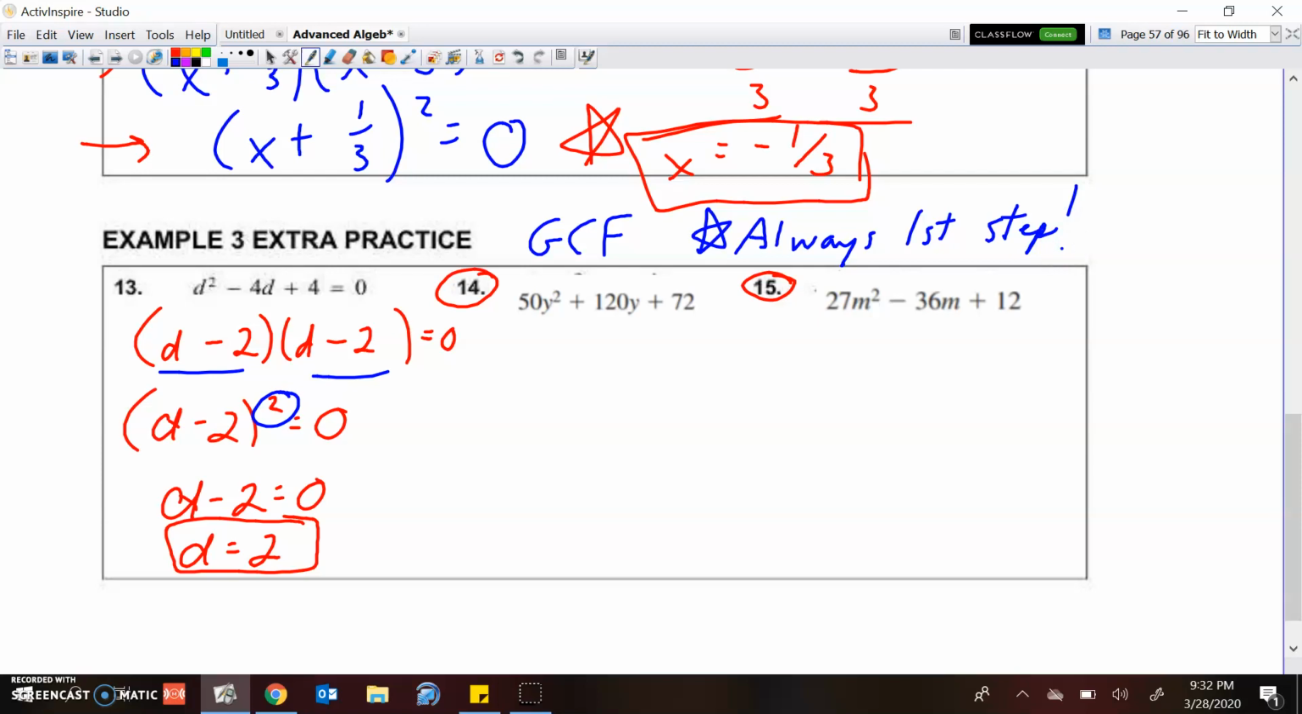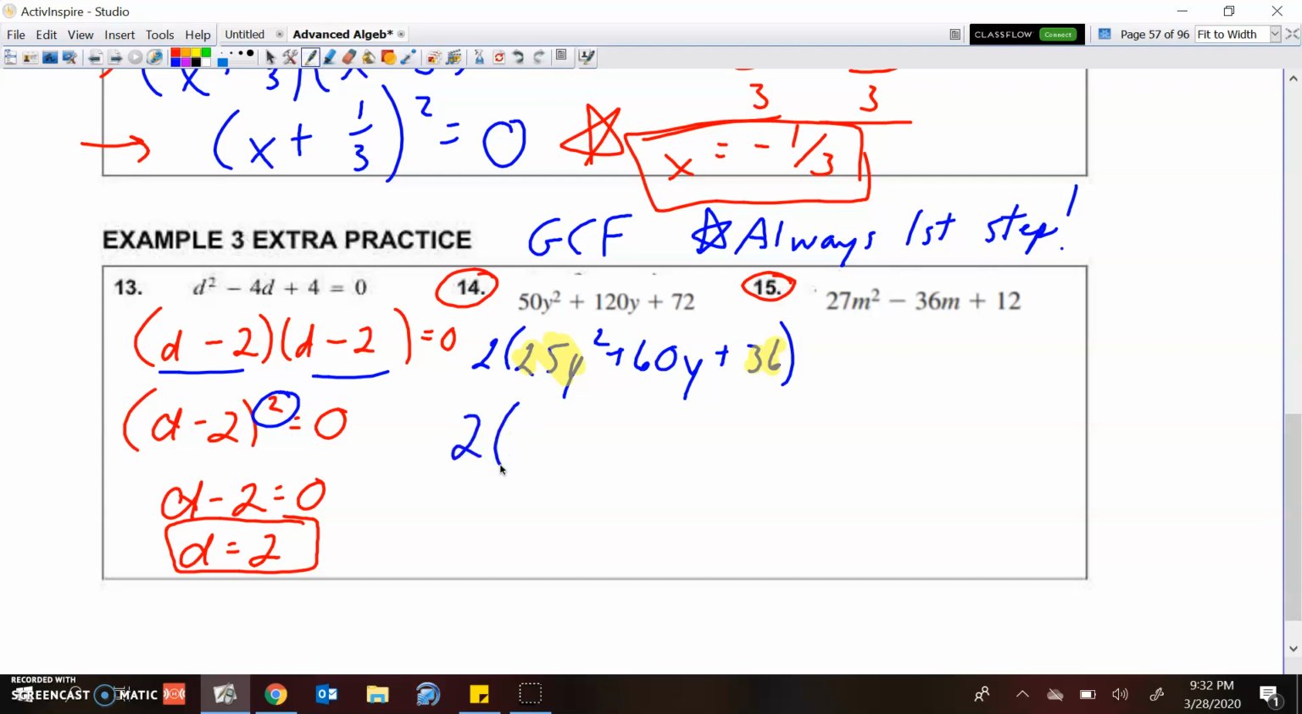So, for instance, if I look at 50y squared plus 120y plus 72, whew, those are big numbers. So we should always note big or small, look for a GCF. And I can pull out 2. So I'm going to get 25y squared plus 60y plus 36. Now, my first term is a perfect square. So is my last. So that actually saved me a lot of work.